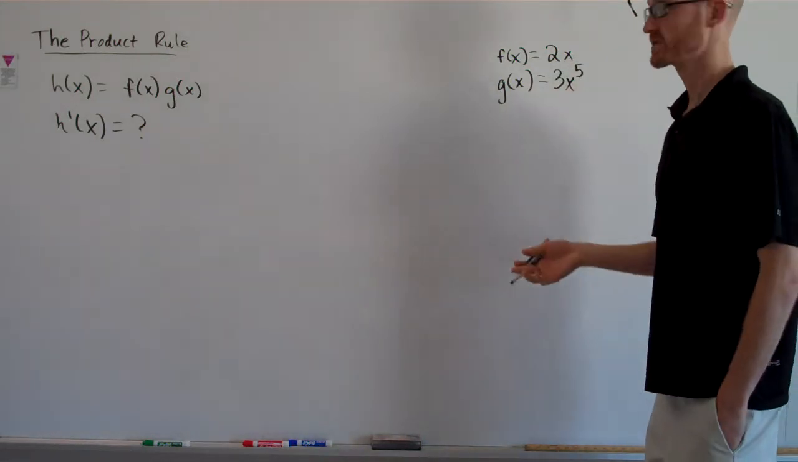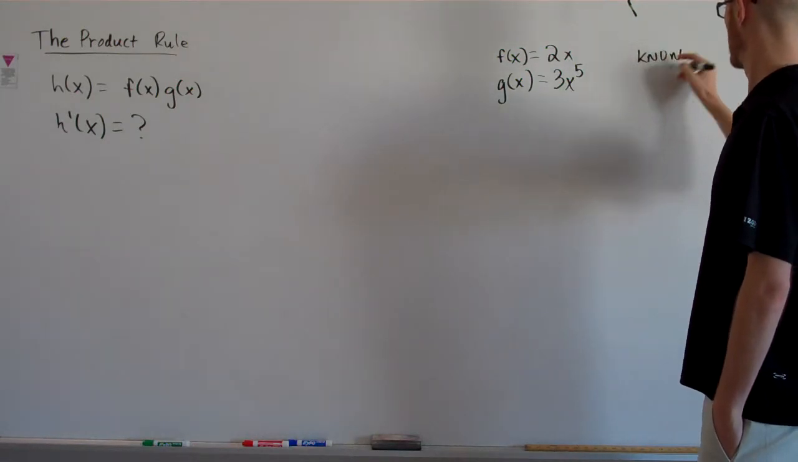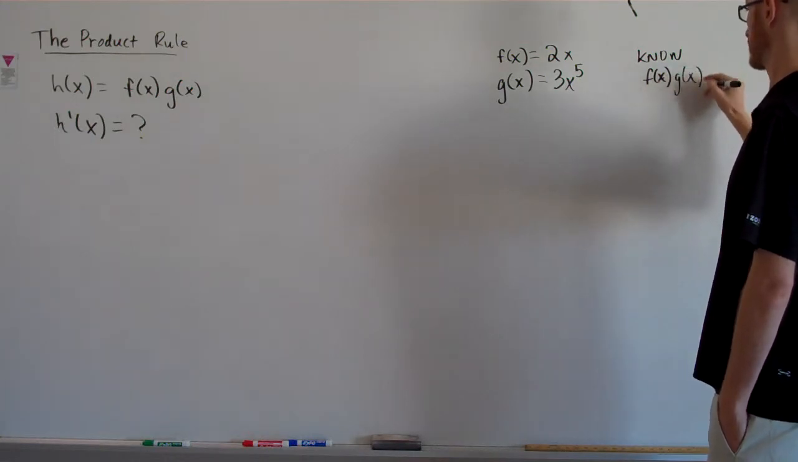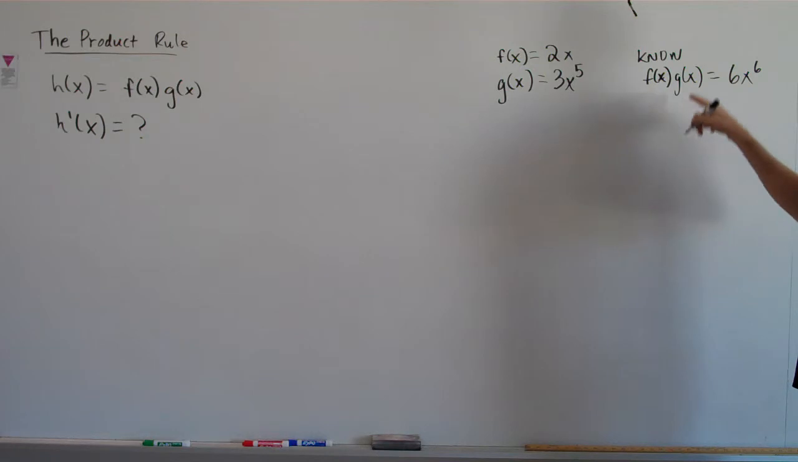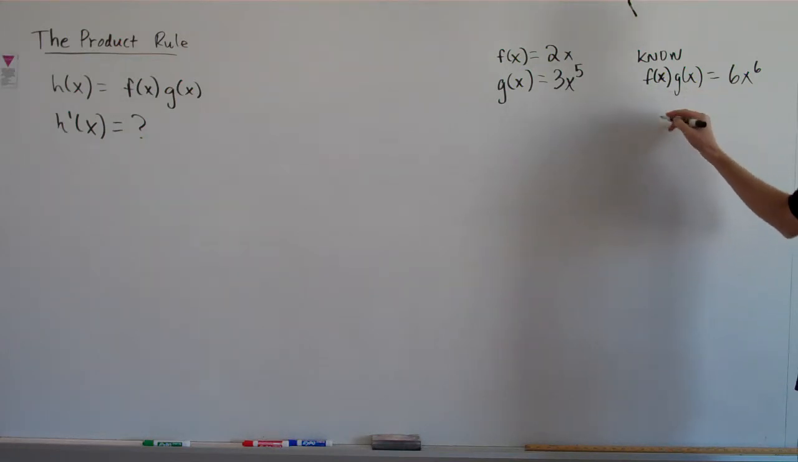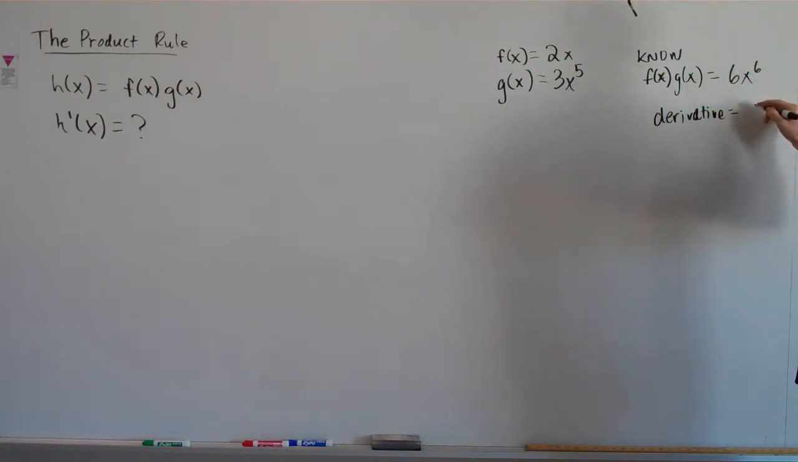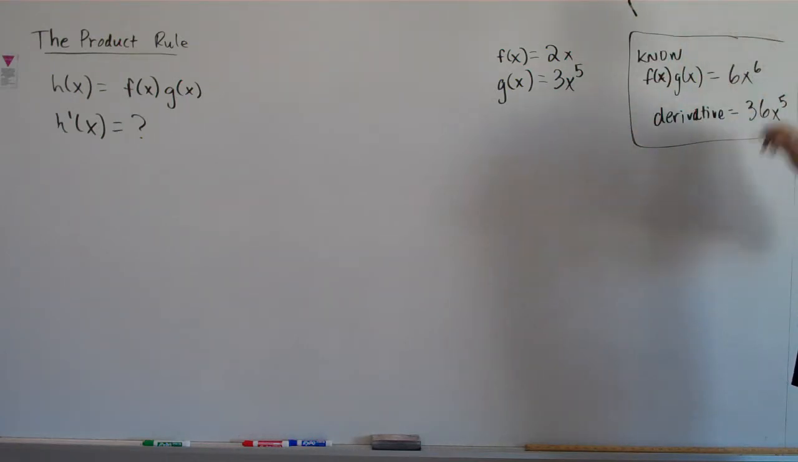Okay, so first of all, we know that f of x times g of x is equal to 6x to the sixth, and we know the derivative of this will equal 36x to the fifth. This is something we know to be true.